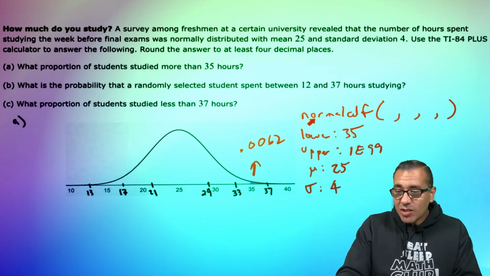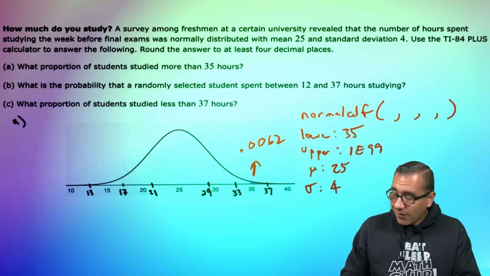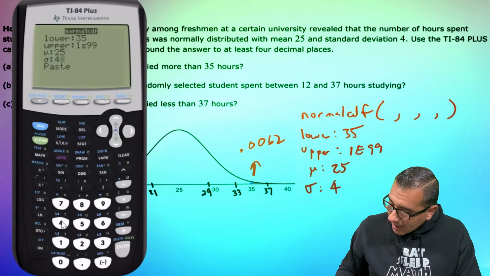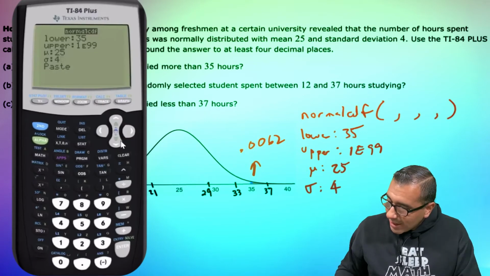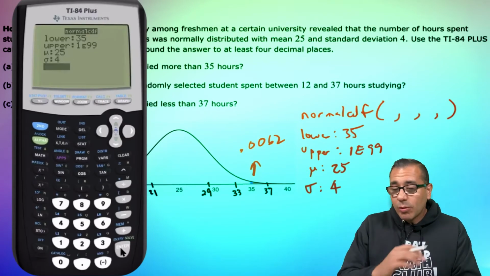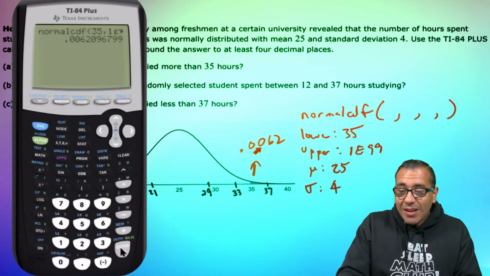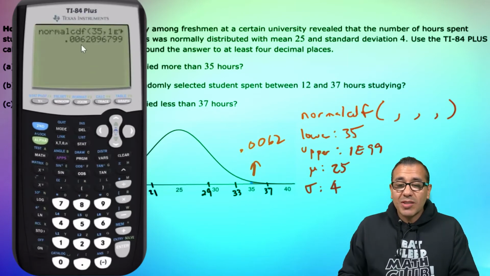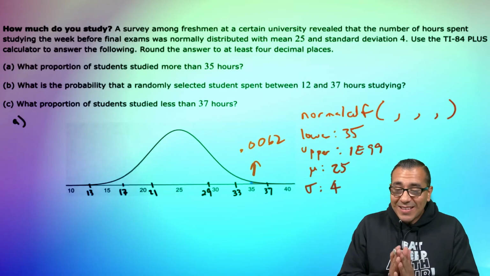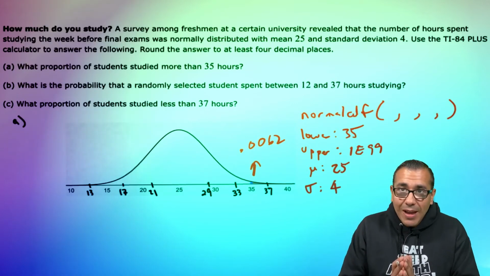All right, so once you go ahead and plug that into normal CDF, go ahead and do that with me, and I'll show that on the screen there. And we will be getting our area of 0.0062. So that's the proportion of students that studied more than 35 hours.